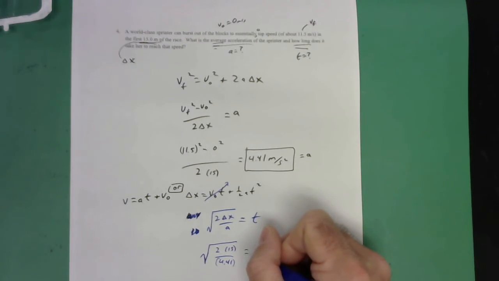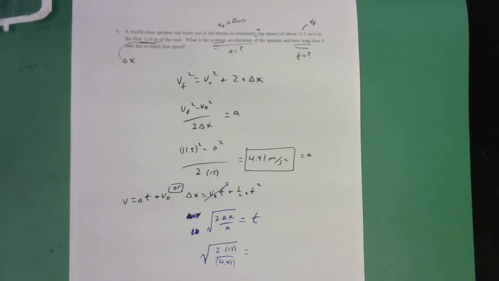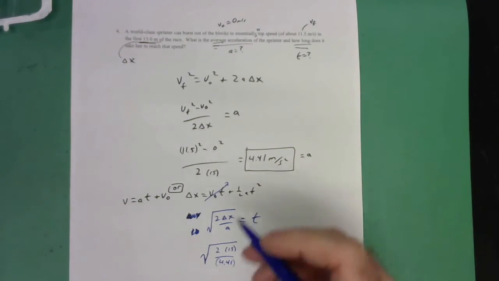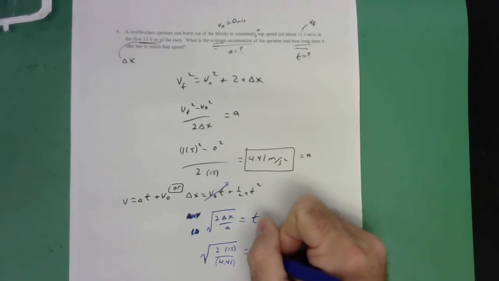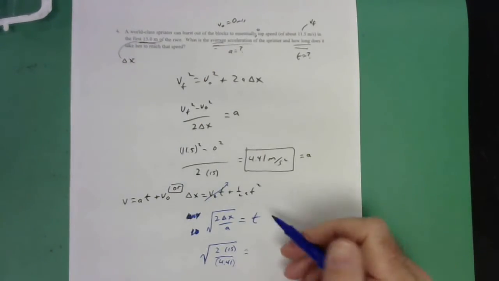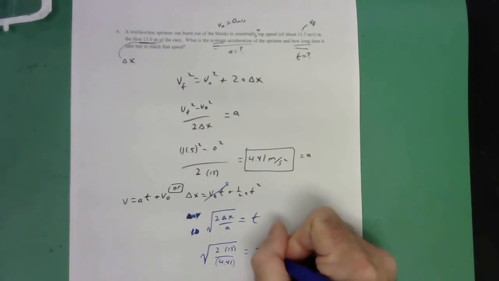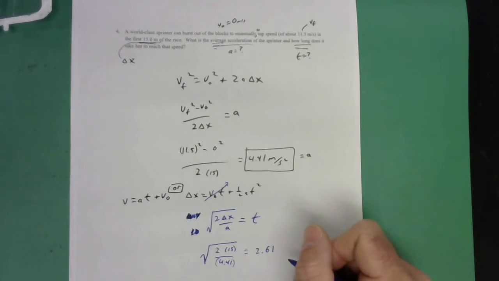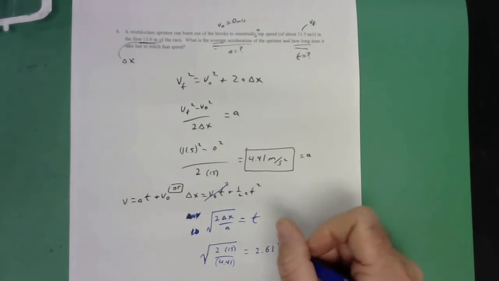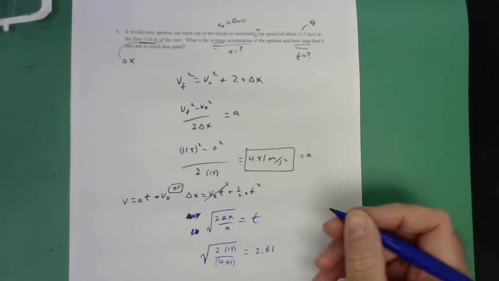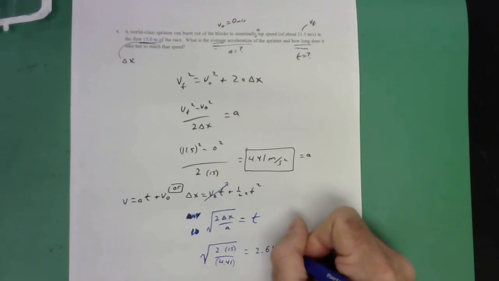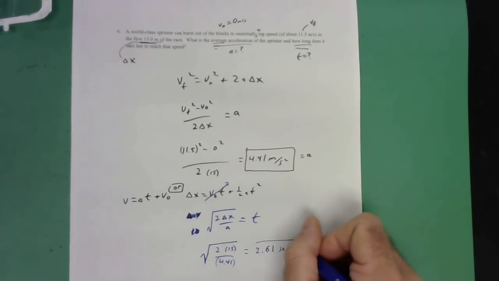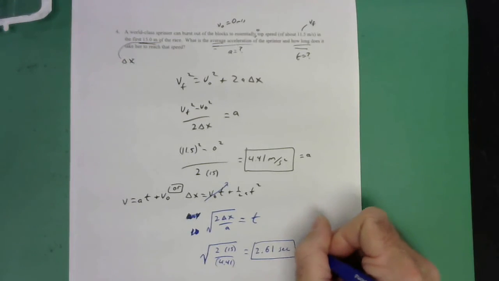Okay, I got 6 point... Oh no, I forgot to take the square root. I got about 2.6 seconds to go 15 meters. And again, I'm going to round 2.61, we'll say. It's like 2.6082 or something, using this value that I'd already rounded. And the time would be in seconds. Okay, and that's what I get for time.